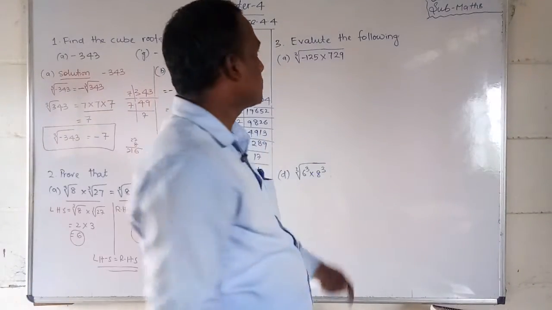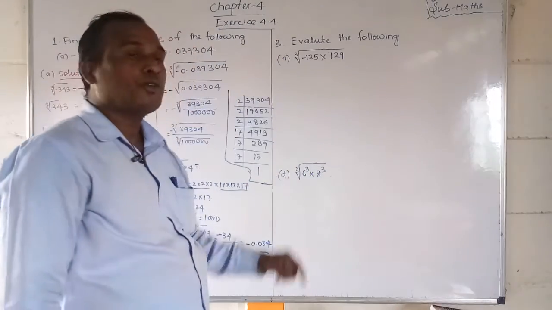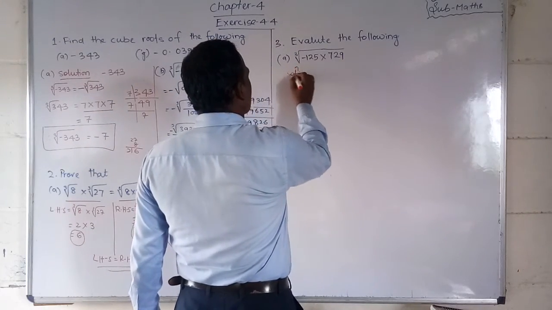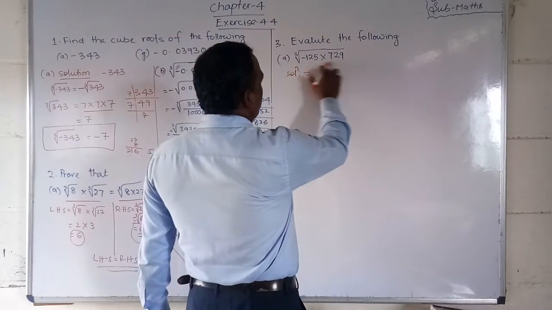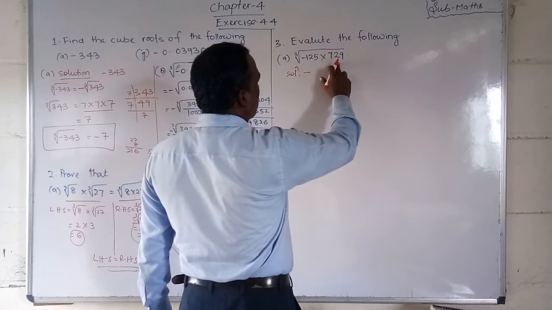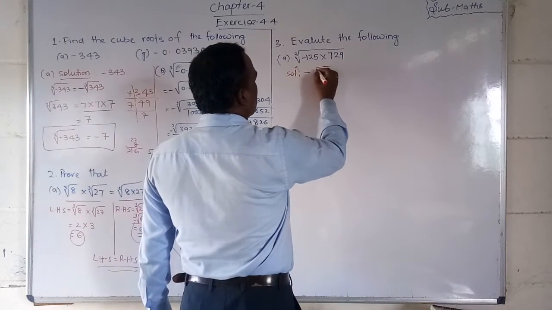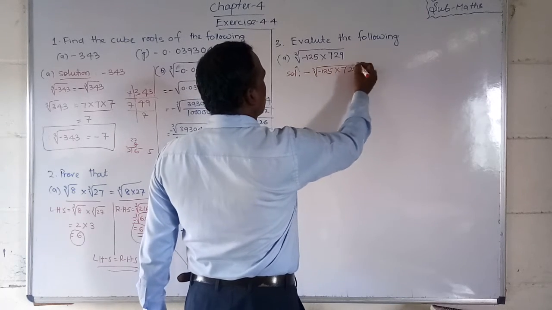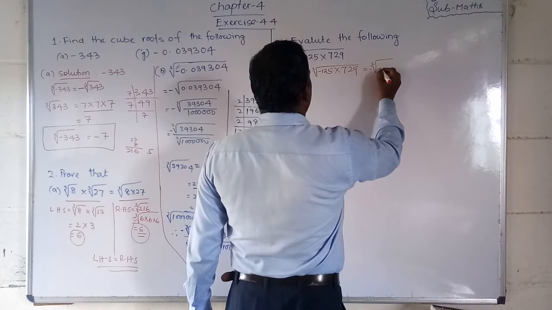Okay students, now we are going to discuss the third bit. Students observe, evaluate the following. This value you have to find out. Okay, so write down the solution, students. Observe students, inside the bracket totally there is the cube root of minus 125 into 729. If it is like that, individually we can also write it as cube root of minus 125 into 729.